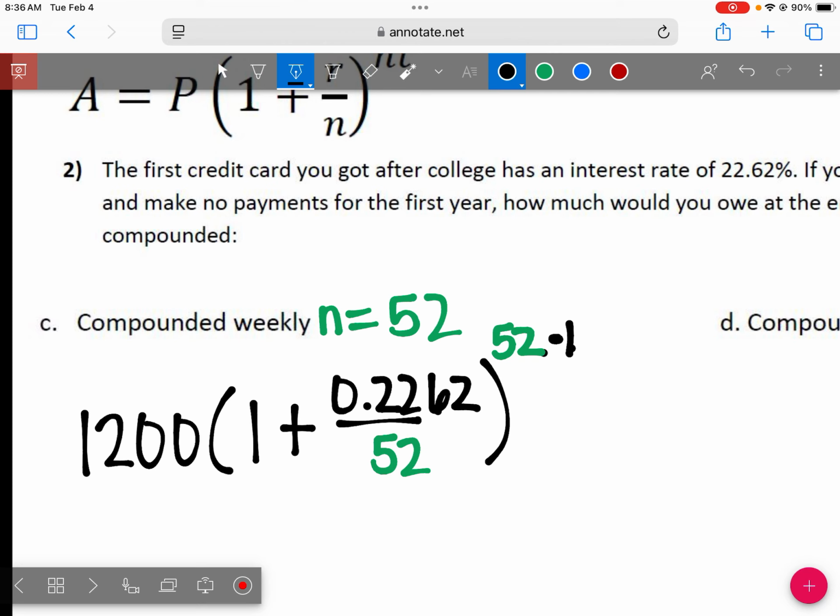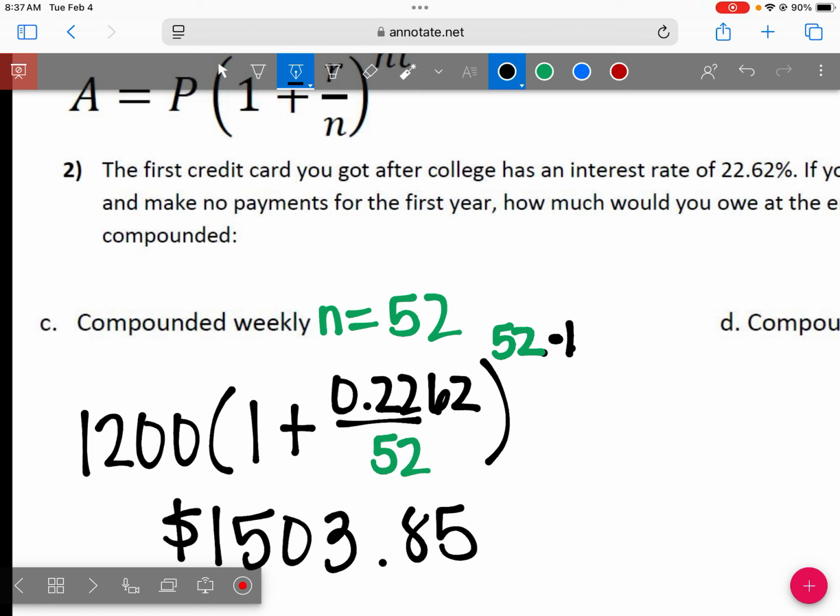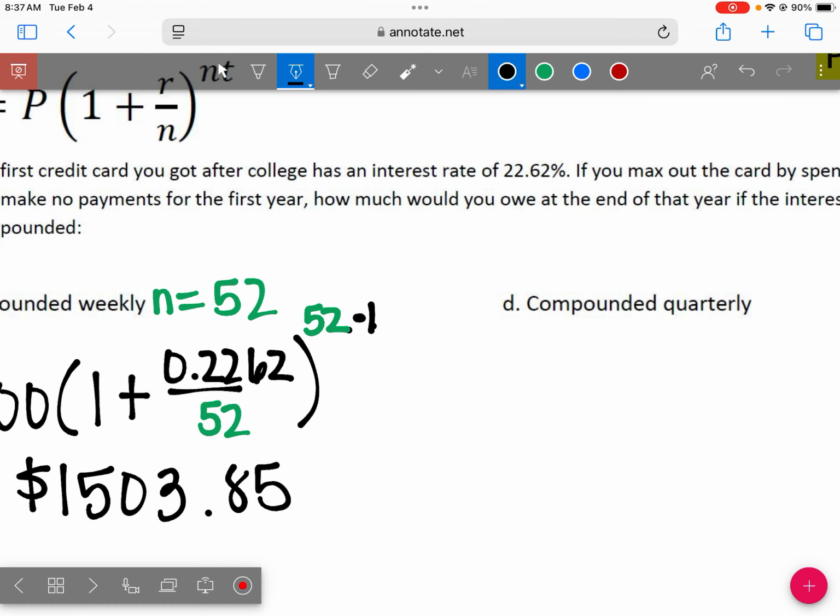And now you got to put in that 52 times 1. That's important. So you got 1503. Who got 1503? And then how many pennies? 85. Who agrees with that answer? All right, 2 more and then we're done for today.